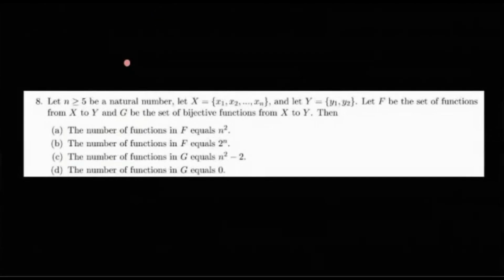Today we are going to solve this problem from CMI Data Science 2022, problems number 8 and 9. So let's start with problem 8. The problem says: let n be greater than or equal to 5, a natural number, and let X equal the set {x1, x2, up to xn}, and Y equal the set {y1, y2}. Let F be the set of functions from X to Y, and G be the set of bijective functions from X to Y. Then the number of functions in F equals n squared, or it equals 2 to the n. The number of functions in G equals n squared minus 2, or it equals 0.